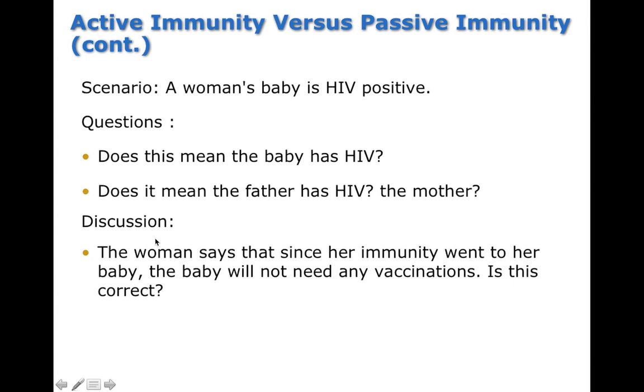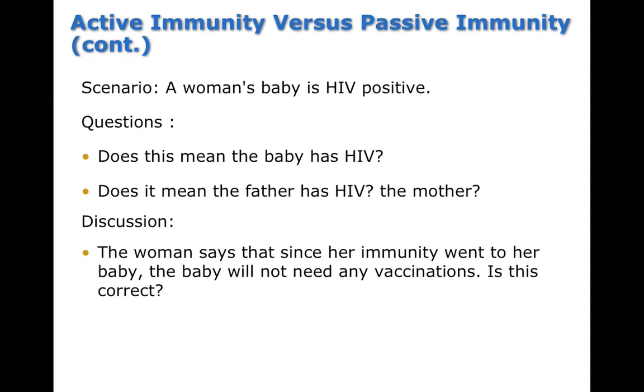Now, the woman says that since her immunity went to her baby, the baby will not need any vaccinations. Is this correct? Would your babies not need any vaccines if your mother already had vaccines and had immunity in her life? The answer is no, because you're not going to have placental transfer of active immunity, unless a microbe crossed the placenta. So the baby would need vaccinations in order to develop its own active immunity against different microbes.